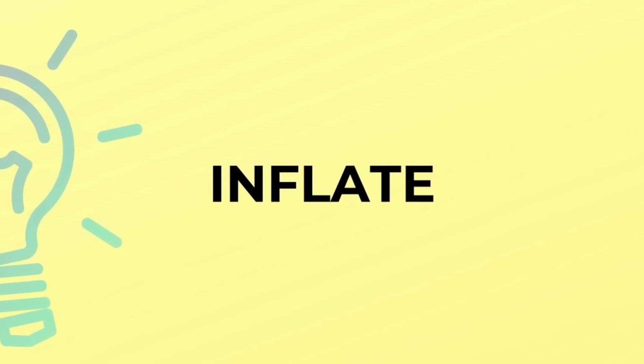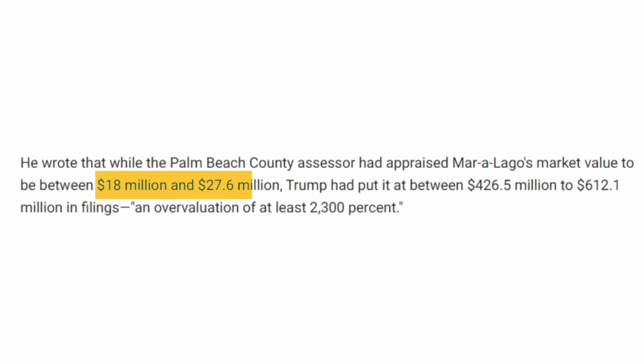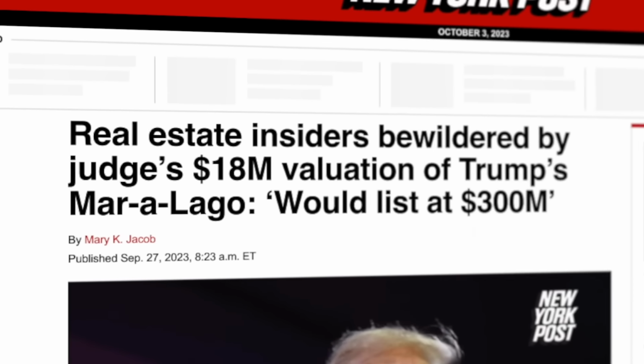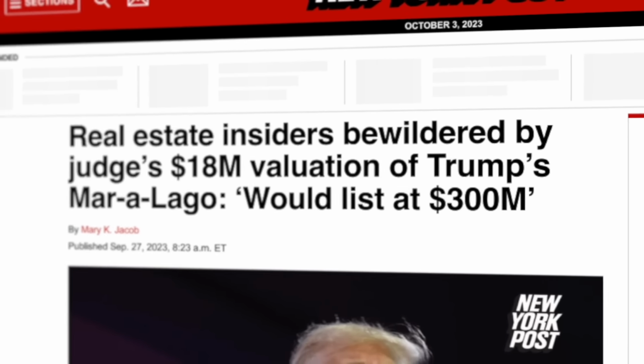Also, I think it's important to note that defendants argue that Trump being president also inflated the values of these properties. For example, Mar-a-Lago is listed for sale at $100 million now, but it's only being appraised at $27.6 million. And as you can see from this article, most real estate agents in that market would actually list the property for $300 million, even with the current restrictions in place.